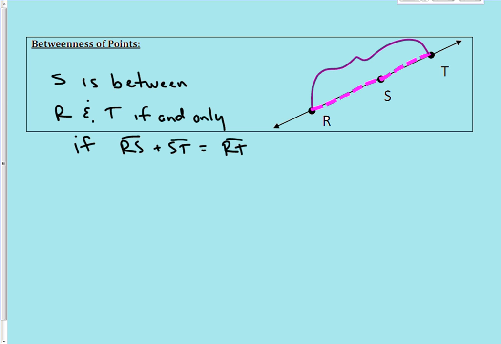Okay, I can't have a point out here and call it V and say V is between R and T. No, I can't do that because RV and VT, there's the point, does not equal RT. That creates a triangle. So it's not between there. That doesn't work. It's got to be collinear. Okay, collinear is about the only way that's going to happen.